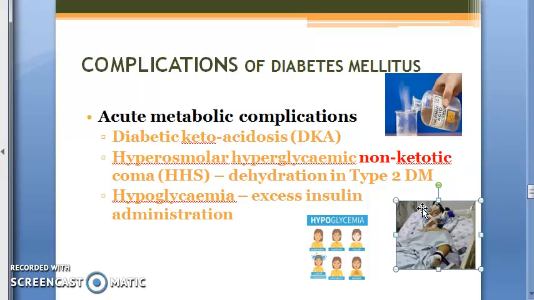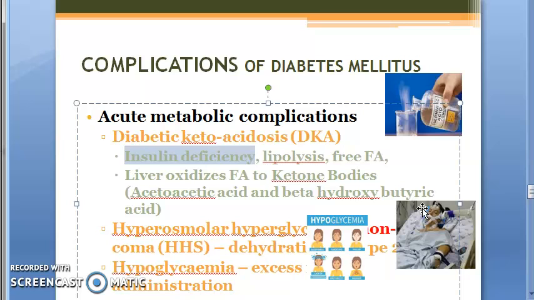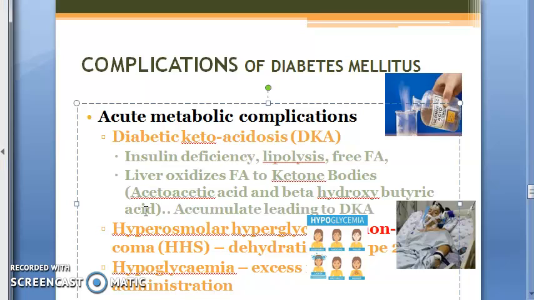Diabetic ketoacidosis, I hope you have understood. Basically, there is insulin deficiency, so there is lipolysis and a lot of free fatty acids are formed. The liver takes up these free fatty acids and converts them to ketone bodies, for example acetoacetic acid and beta-hydroxybutyric acid. The rate of this ketogenesis is so high that you cannot remove so much acid from the body, and there will be diabetic ketoacidosis.